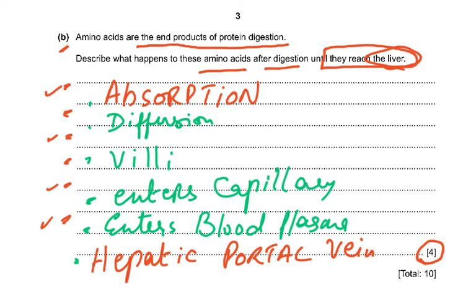Now, as you can see, the answer to this was that the amino acids are absorbed after digestion and then they diffuse into the blood. And where is this happening? This is happening in the villi, and they enter the capillary. Why? Because the capillary is one cell thick, and arteries, arterioles, venules or veins would not allow it to enter because they have thick walls.